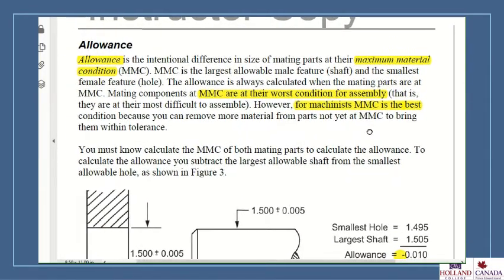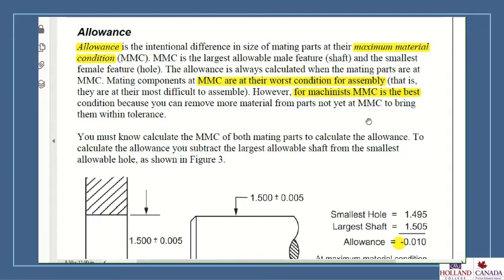The next term we're going to discuss is allowance. Allowance is the intentional difference in size of mating parts at their maximum material condition, MMC. That's another important term. MMC is the largest allowable male feature, in this case a shaft, and the smallest female feature, a hole. So that's maximum material size: the largest diameter for a shaft and the smallest diameter for a hole.